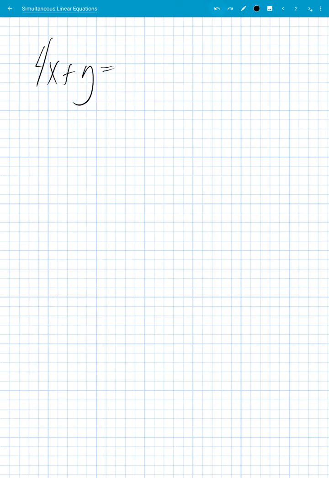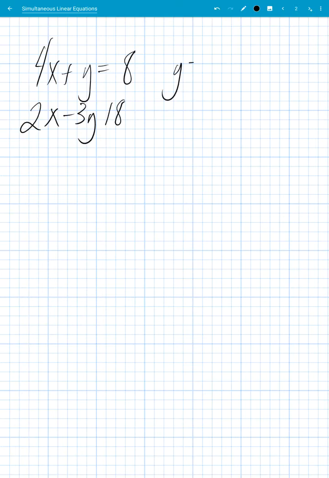The substitution method tells us if we have our two equations and in one of them the variable is without a coefficient, the coefficient is 1, then that's a good candidate for substitution. I can take and rewrite this first equation in terms of y and then substitute it back into this second equation. So this one can be easily rearranged into y is equal to 8 minus 4x.